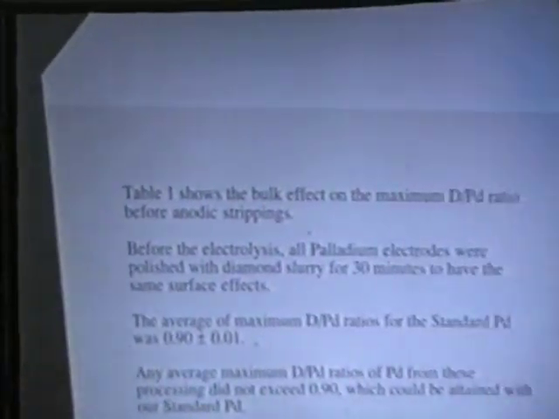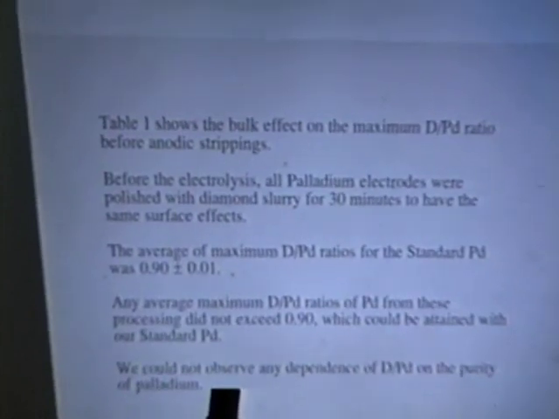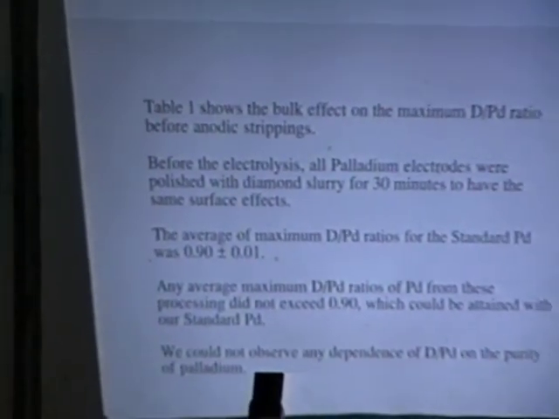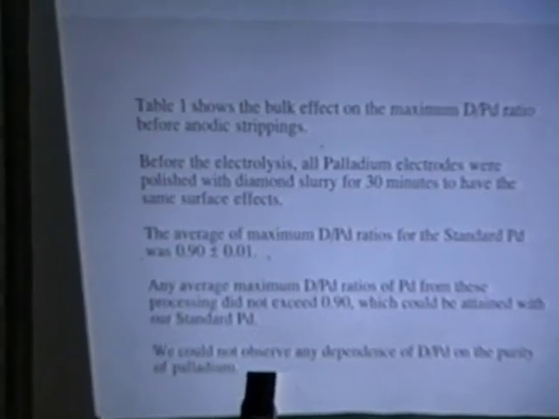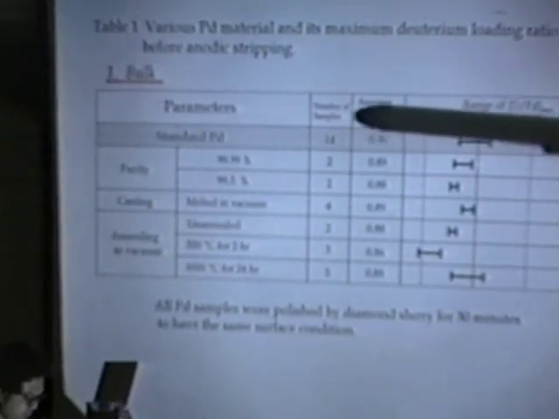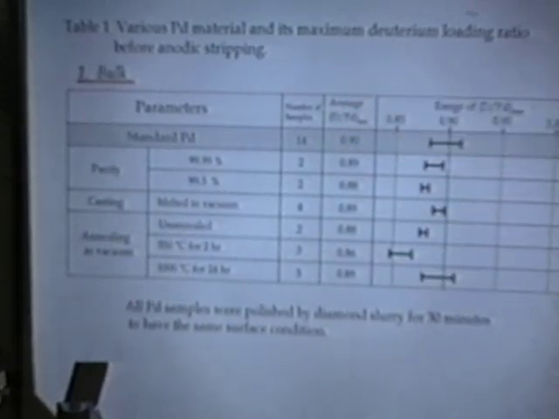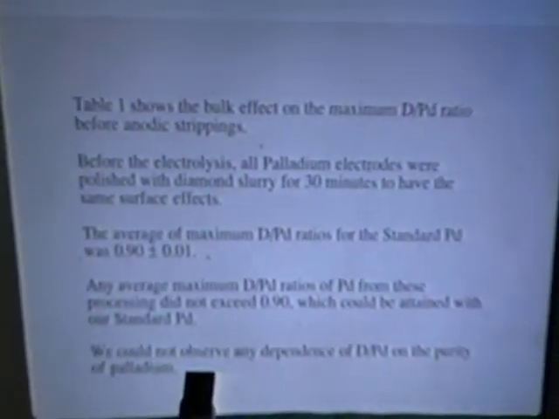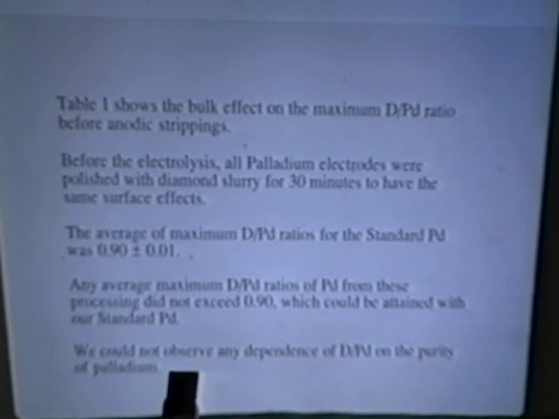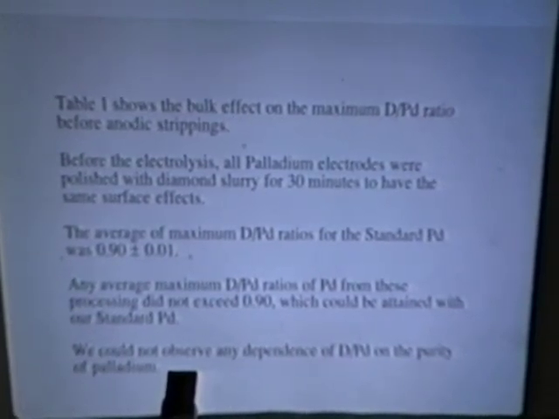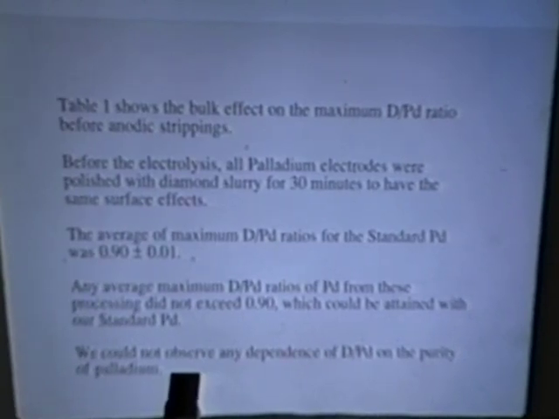Various palladium materials and its maximum deuterium loading ratio before anodic stripping are summarized in this table. This shows the effect of process to change the bulk properties. This shows the various process and the number of samples, the average of D over Pd, and the range of maximum D over Pd values. All palladium samples were polished for 30 minutes to have the same surface condition. From this table, you can see these values for several processes did not exceed that of standard palladium.